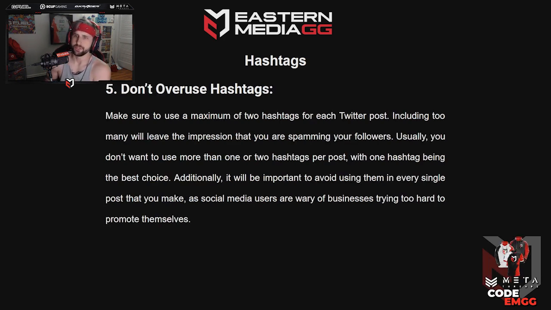And of course, don't overuse hashtags. Again, it is a clickable. You don't want to use more than two. Make sure to use a maximum of 2 hashtags for each Twitter post. Including too many will leave the impression that you're just spamming your followers. It also goes back to the chance of being shadow blocked on Twitter, because it thinks that you're a spammy ad bot or something like that.